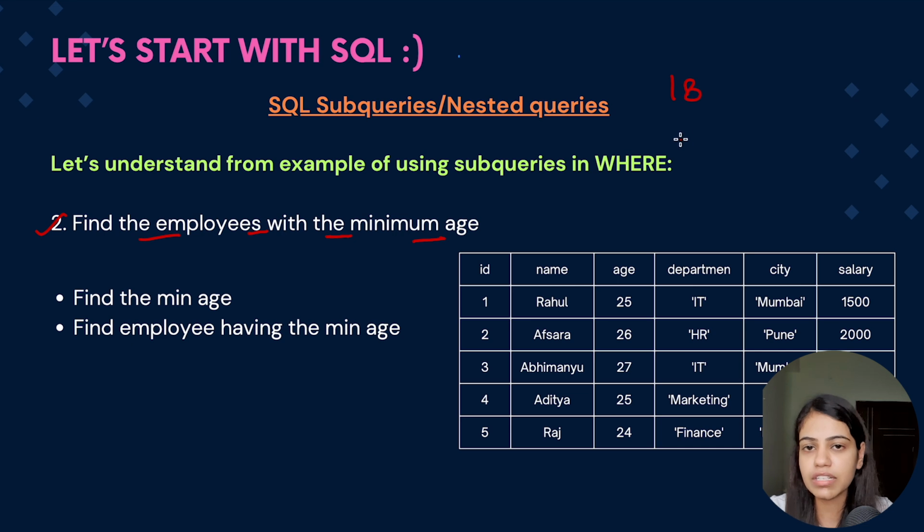Consider that if the minimum age is 18, is the employee having the age as 18? In the same way, we will see for all the rows, and we will show the details of employees who are having age as the minimum age.